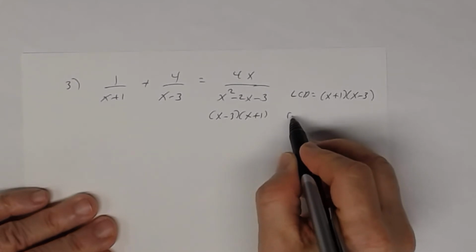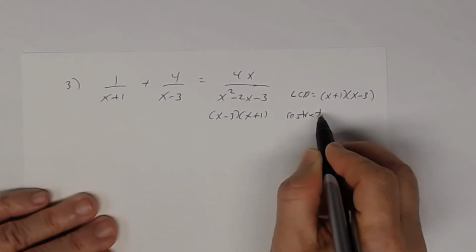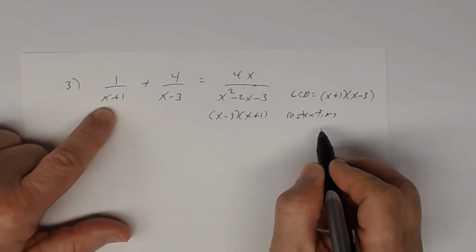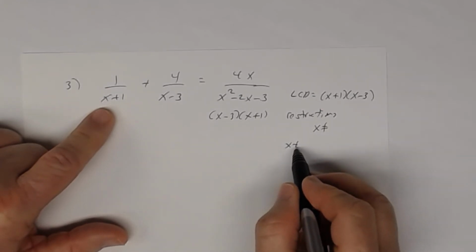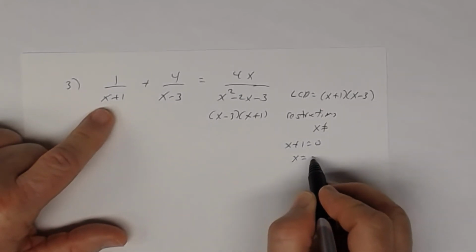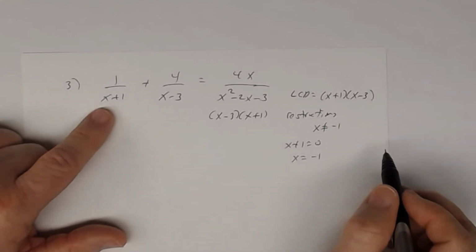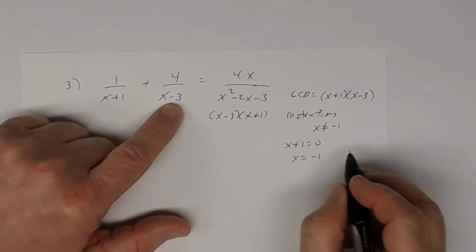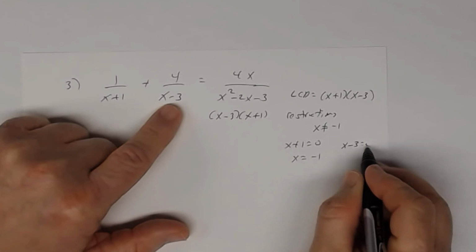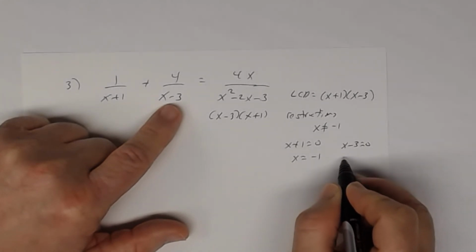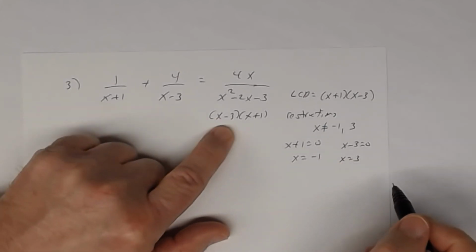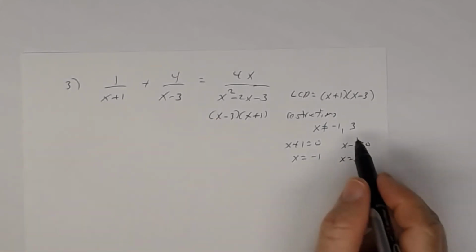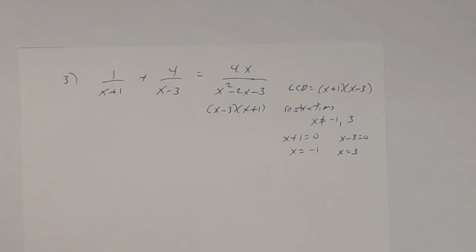Now we've got to find the restrictions. So what makes this denominator 0? So what can't x be? x plus 1 is equal to 0 when x equals negative 1, right? So x cannot equal negative 1. Over here, x minus 3 equals 0 when x equals 3. So there's the other restriction. And we already took care of the others. So there are two restrictions, negative 1 and 3.